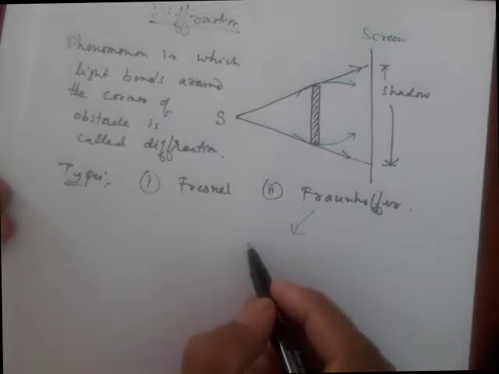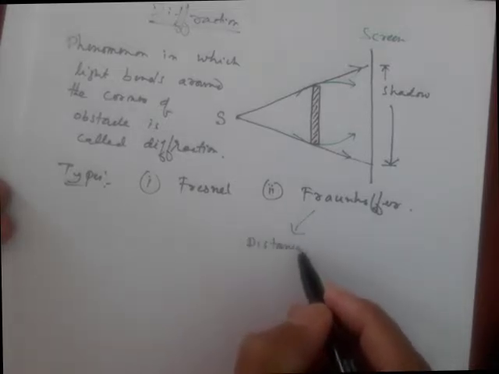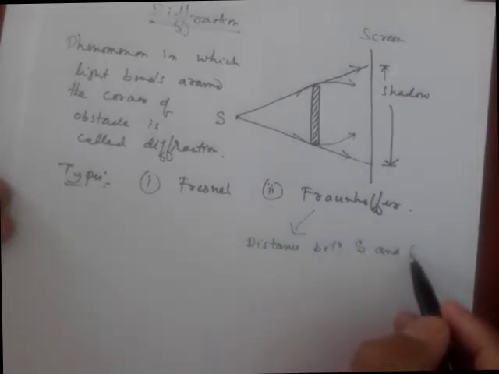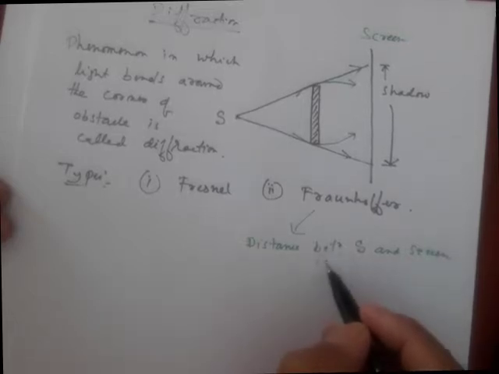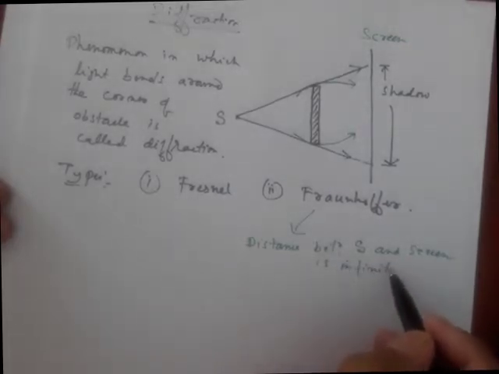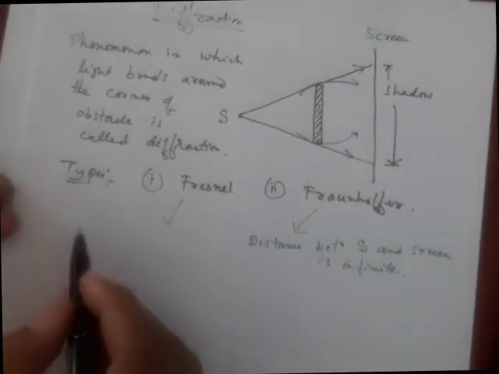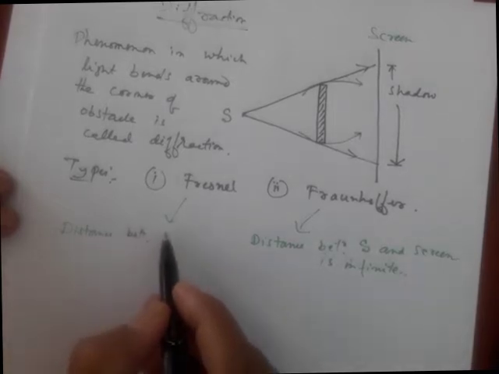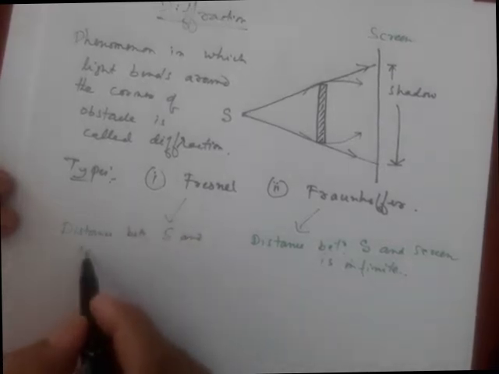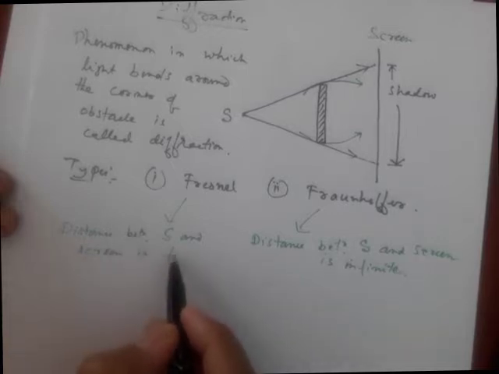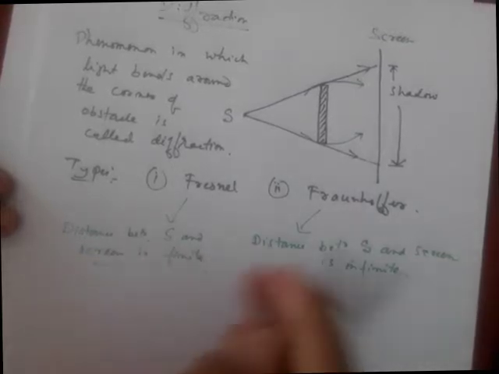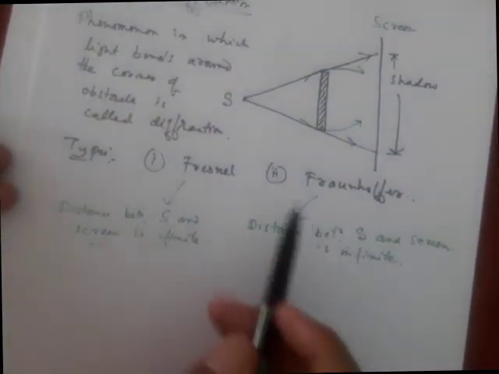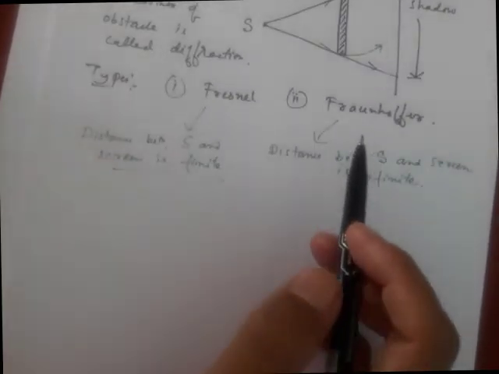So in Fraunhofer diffraction, the distance between source and the screen is infinite, whereas in Fresnel diffraction, the distance between source and the screen is finite. Finite means you can have a certain distance, maybe like 1 meter, 2 meters like that. So this is the main difference between Fresnel and Fraunhofer diffraction.